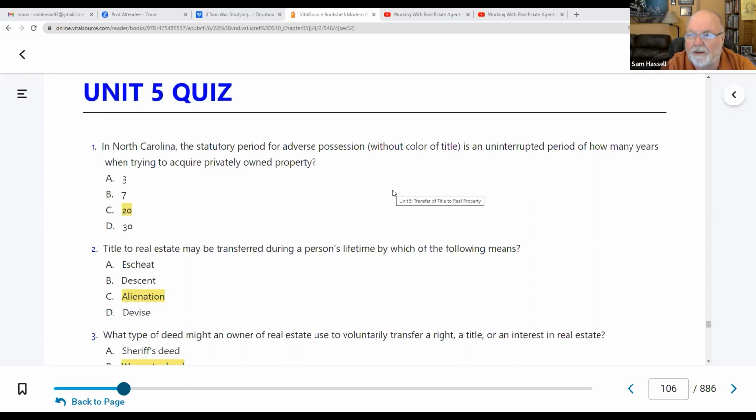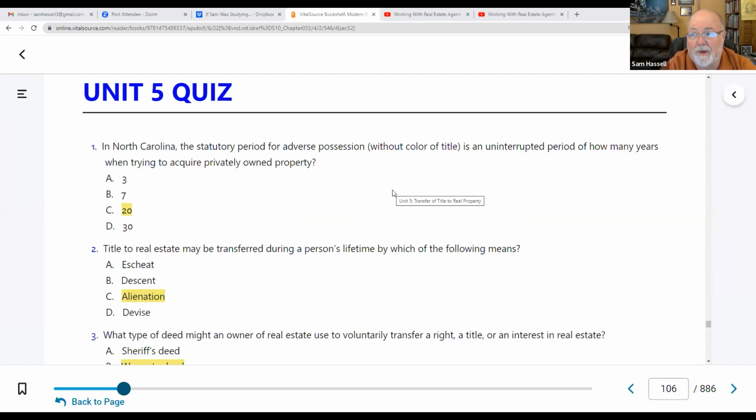And then we're going to go into chapter 6, which is property, which is public and private deed restrictions. Okay. So the first question here, in North Carolina, the statutory period for adverse possession, right?